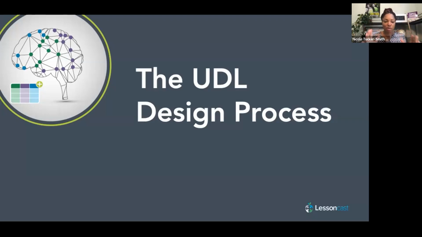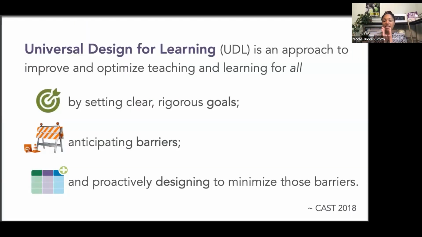And so the UDL design process, here's the definition. This is a definition that CAST put out in 2018. UDL was founded in the 90s, but is continuing to evolve and grow as the research and the literature around the neuroscience also grows and evolves. And the current definition for UDL is that it is an approach to improve and optimize teaching and learning for all by setting clear and rigorous goals, anticipating barriers to those goals, and then proactively designing to minimize those barriers.